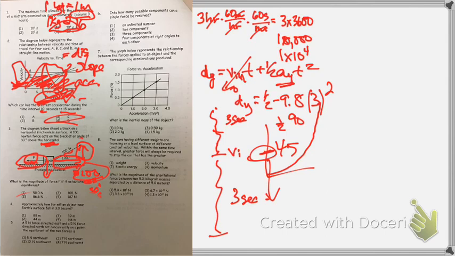A 5 newton force directed east and a 5 newton force directed north act concurrently. That means at the same time and place. The equivalent of the two forces: so you have a force of 5 east and 5 north. The resultant is this one, which is 5 squared plus 5 squared, square rooted, but they want the equilibrant.